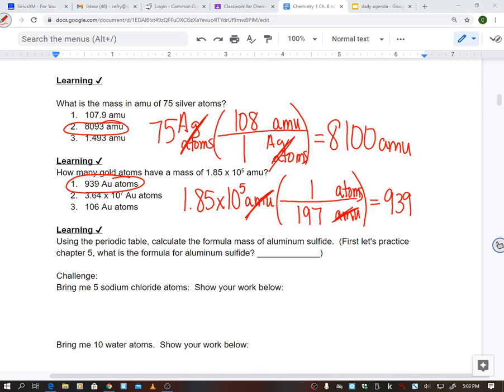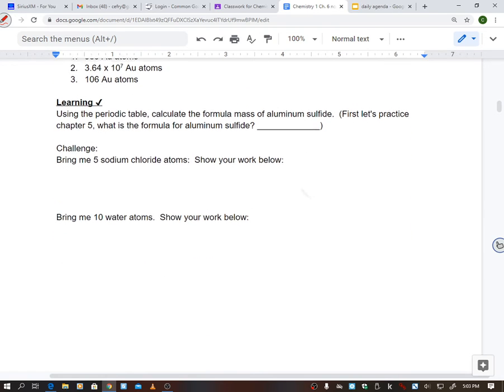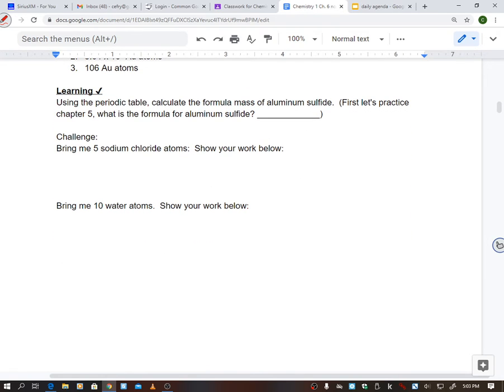All right, and then the last learning check takes us back to chapter 5 a little bit. It says, using the periodic table, calculate the formula mass. When I'm asking for mass, I want to know how much it weighs. A formula means it's not just gold or just silver; there are 2 elements stuck together. And in this case, it's aluminum sulfide.